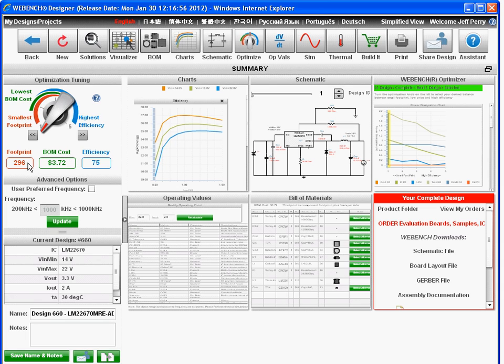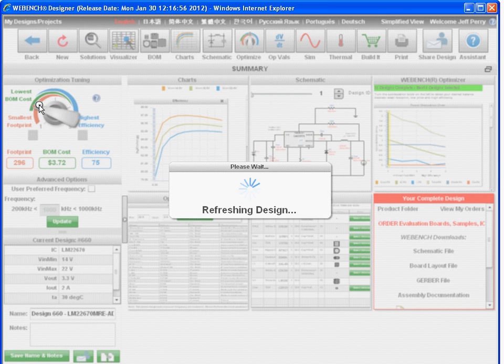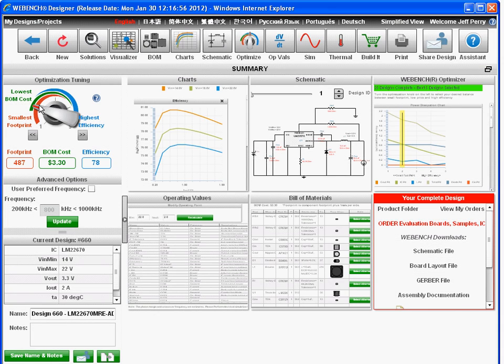Here's the small footprint design, and indeed the footprint has decreased quite a bit, just below 300 square millimeters, but the efficiency has now dropped to 75%. If I want to go to low cost, that's usually on either knob setting 2 or 3, so let's try 2 first. Now our cost is $3.30, and so that is indeed the lowest cost of the optimization settings.